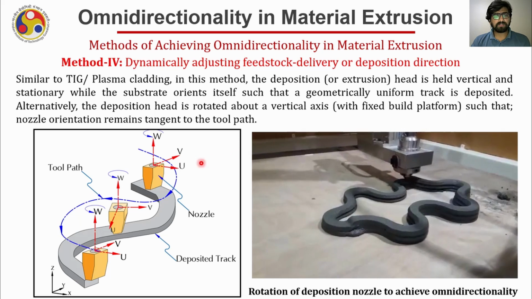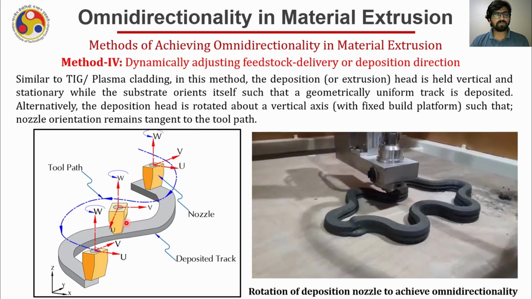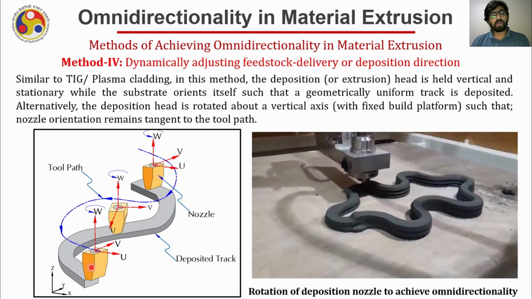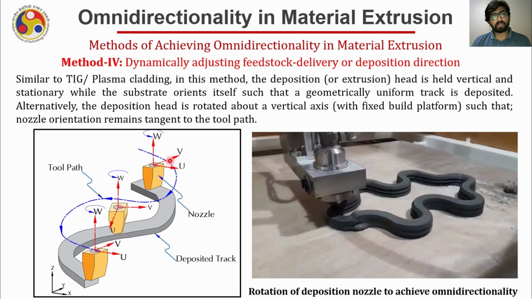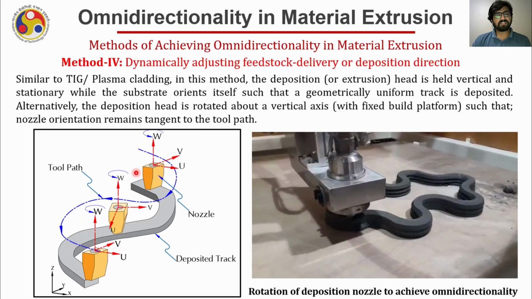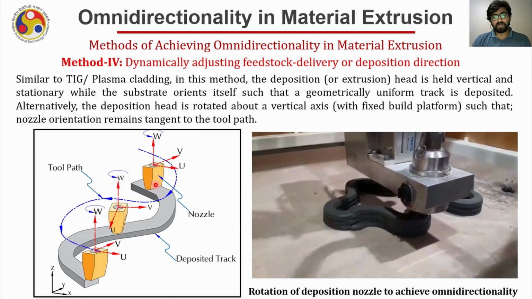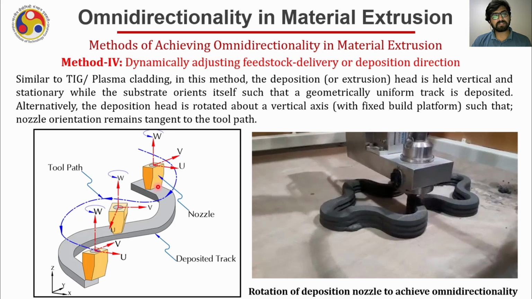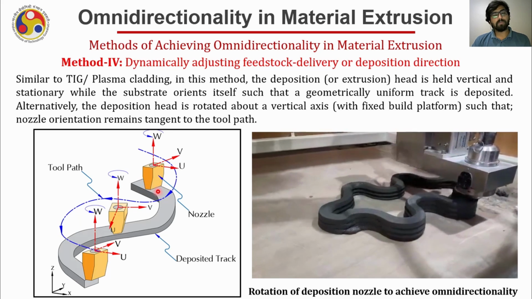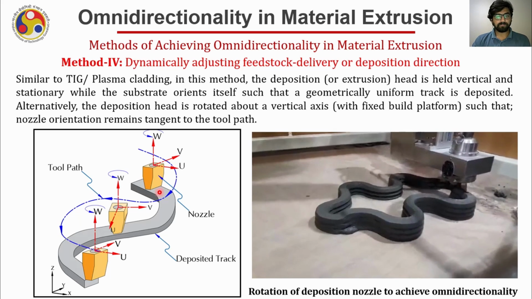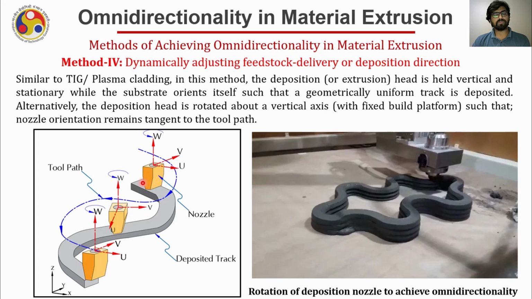So assume that this is your nozzle and it is trying to deposit material along this path. Now to obtain a uniform width of the deposited track, you have to rotate your nozzle in such a way that it always follows the same pattern, meaning, for example, this particular edge should always be perpendicular to the direction of the motion, that may be VD. And in order to achieve that, you have to rotate your nozzle.